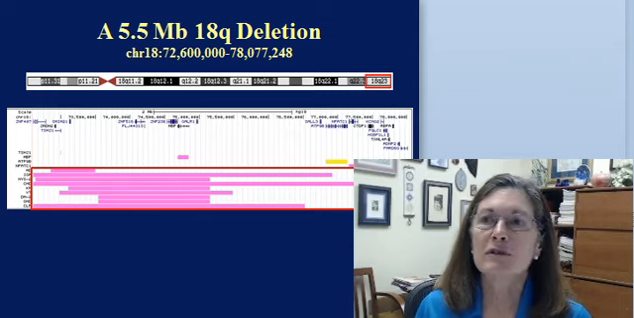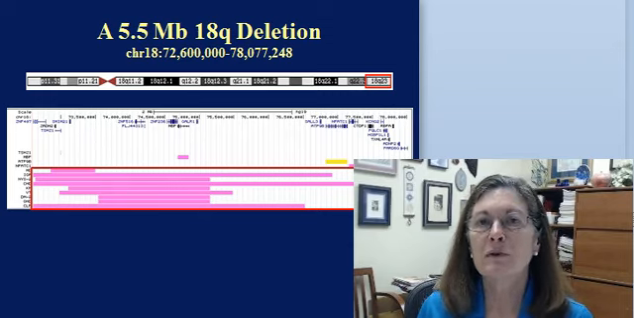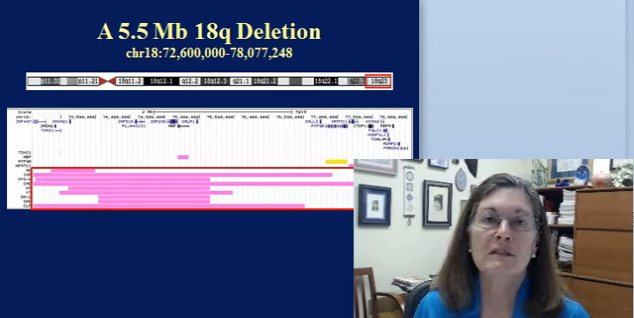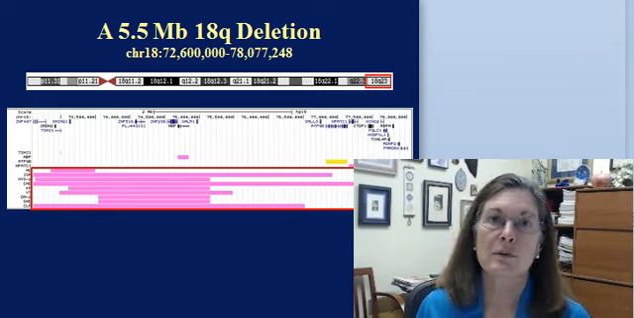So what this tells you is at least where to start. And it also tells you those things sometimes associated with 18q- that you maybe don't need to worry so much about. For example, this deletion does not include the TCF4 gene associated with Pitt-Hopkins syndrome.